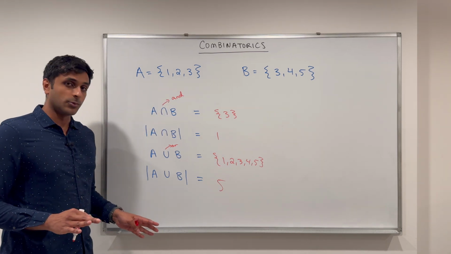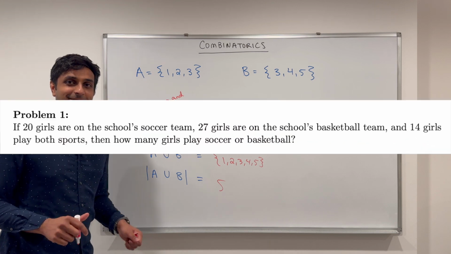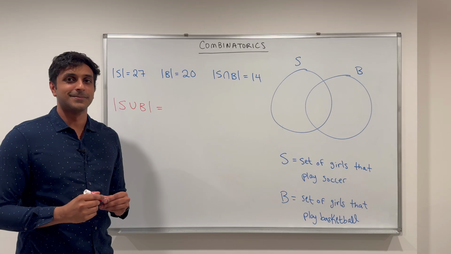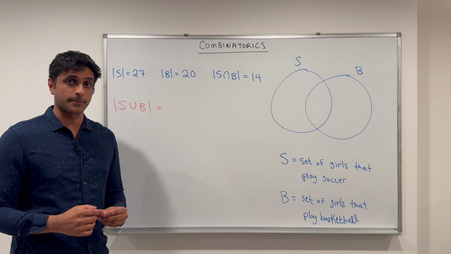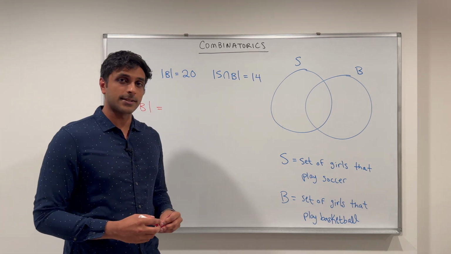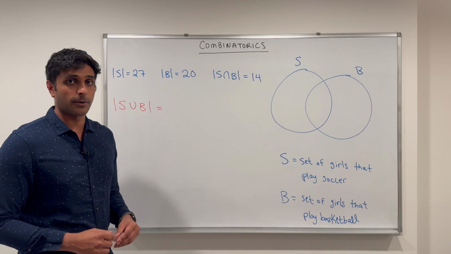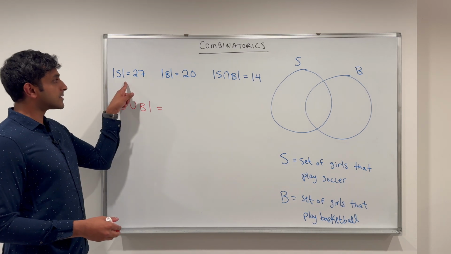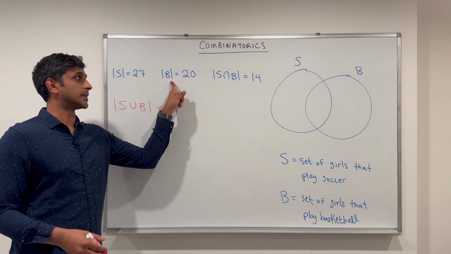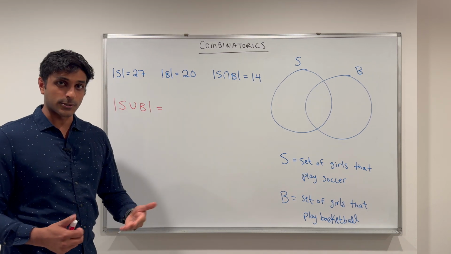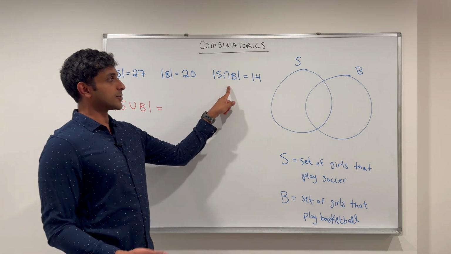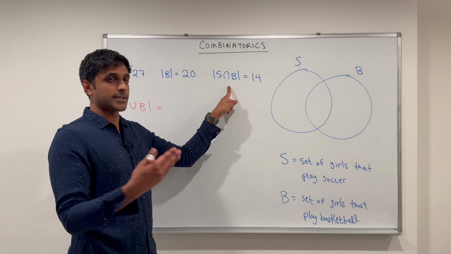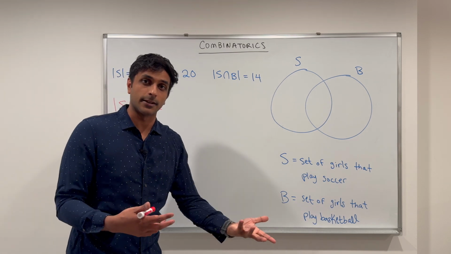Based on just that, we can answer a few questions. We can tackle this problem by formalizing it. So let S be the set of girls that play soccer, and let B be the set of girls that play basketball. And since 27 girls play soccer and 20 girls play basketball, we can say that the size of set S is 27 and the size of set B is 20. And since 14 girls play both sports, the size of S intersection B would be 14. And of course, S intersection B is the set of girls that play soccer and basketball.